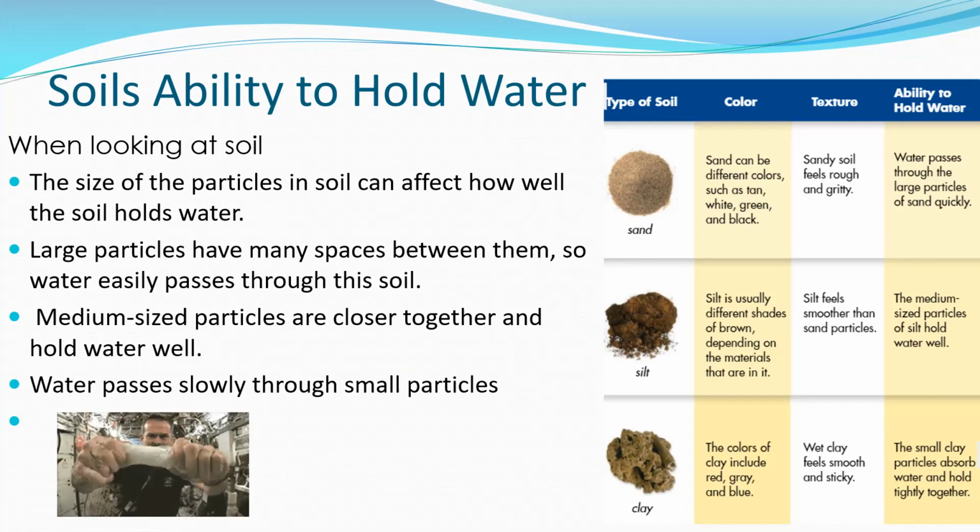So when it comes to soil's ability to hold water, the size of the particles in the soil can affect how well the soil holds water. Large particles have many spaces between them, so water easily passes through this soil. Medium-sized particles are closer together and hold water well. Water passes slowly through small particles. And so we have the sand, the silt, and the clay, and the way the water passes through them varies depending on the type. Let's talk about them more.